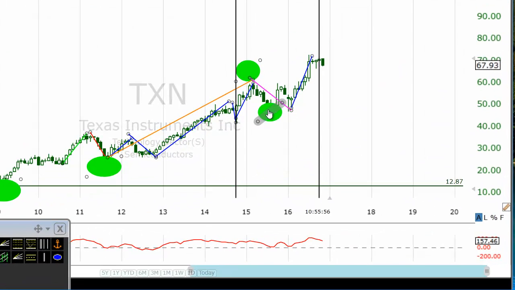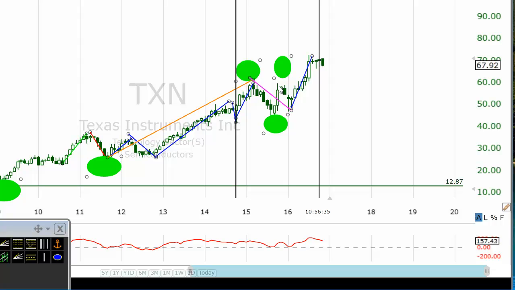So that pullback, this point here, we call it X for X-ray. This point we call point B. Now we are waiting for the point A. Point X, point A, and point B. So the AB should retrace the XA up to the 78% Fibonacci retracement level. So when we see that the AB retraces the XA into the 78% Fibonacci retracement level, the first Fibonacci pattern that is coming to our mind is what?